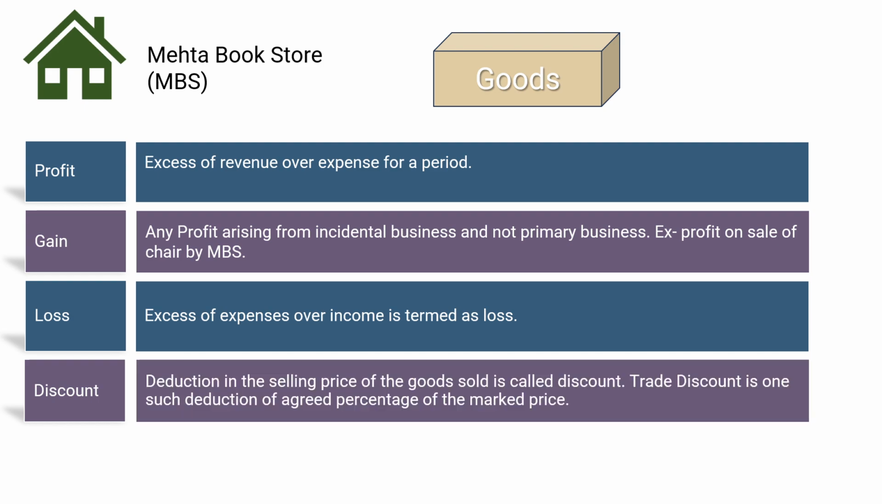Discount. Deduction in the selling price of goods is called discount. You very well know that when you go to buy something in the market, you ask for a discount. So those are the discounts which are provided. Trade discount is provided on the marked price. You may get a few questions wherein trade discount will come into the picture. Hence, I have mentioned trade discount separately here.